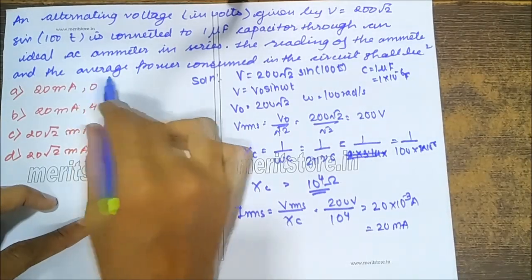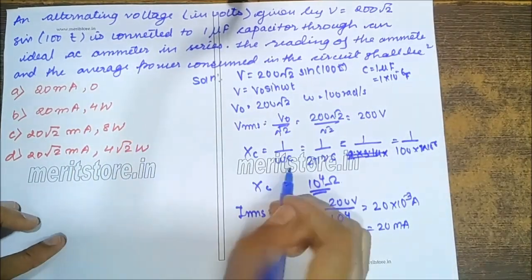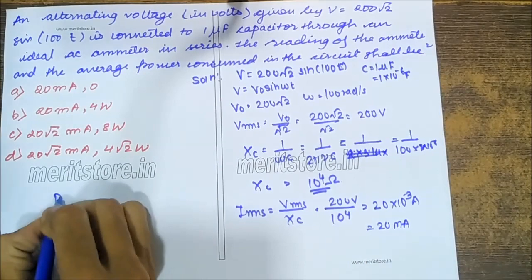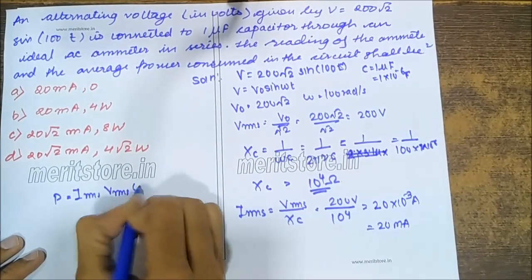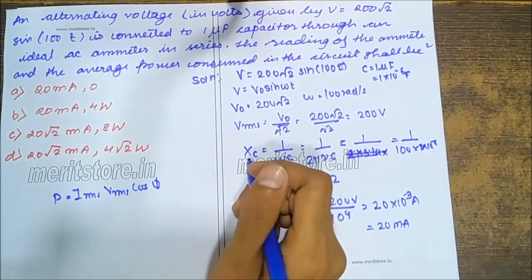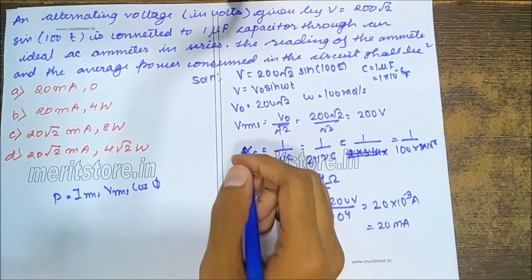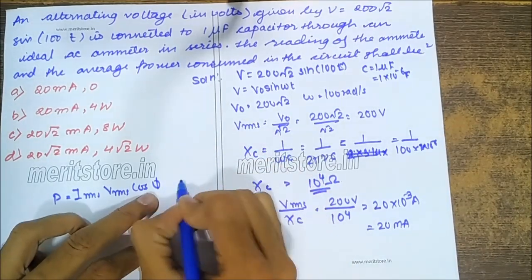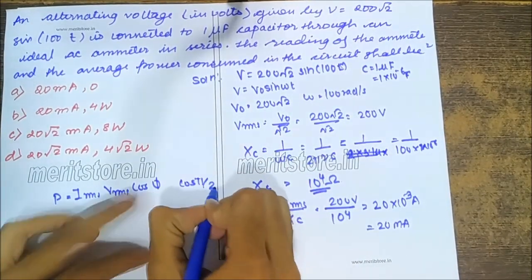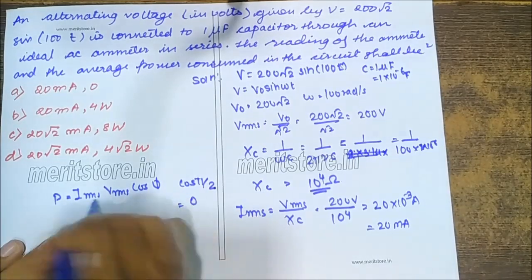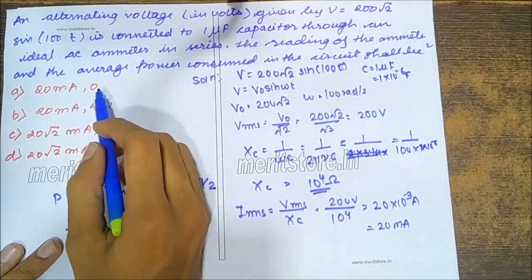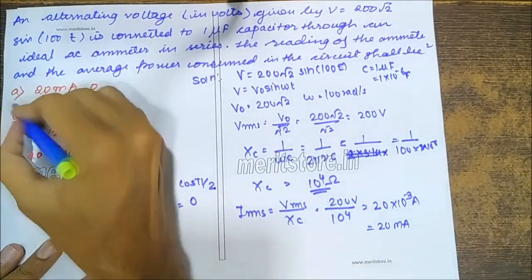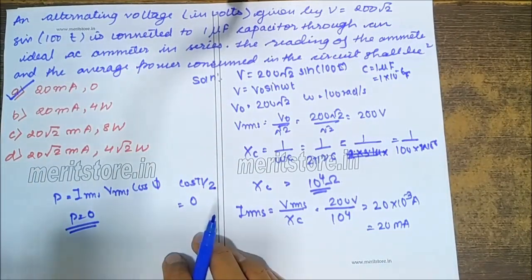Now we are asked for the average power which is used. Power is nothing but the current IRMS multiplied by the voltage VRMS into cos of phi. The phase difference between the current and the voltage in this capacitive circuit is pi by 2. So cos pi by 2 is nothing but 0, and your total power consumption becomes 0. So power is 0 and your current is 20 milliamps. So A is the correct option.